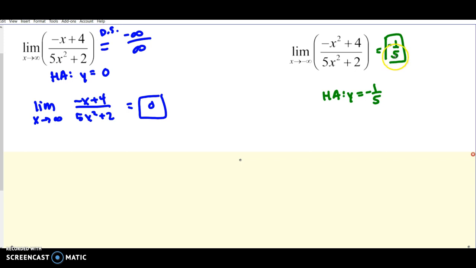Same thing here. I could do the whole direct substitution. I'd get indeterminate form. So look at my horizontal asymptote. The degrees are equal in the numerator and denominator, so the horizontal asymptote is negative 1/5.